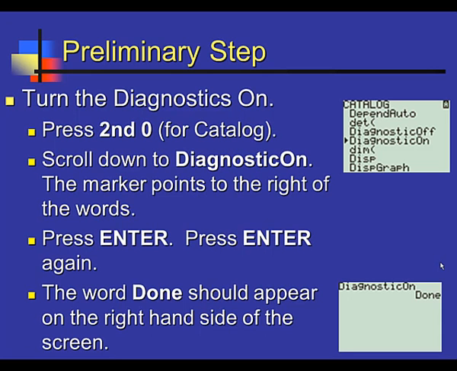So the preliminary step is to turn the calculator's diagnostics on. To do that, press second of 0 for the catalog, and then scroll down to diagnostics on. The marker points to the right of the words. As you can see on the screenshot here, you want a little marker to point to diagnostic on. Then press enter, and press enter again. And when you do, the word done should appear on the right-hand side of the screen. If it did not, clear your screen completely, your home screen, and start these instructions again.